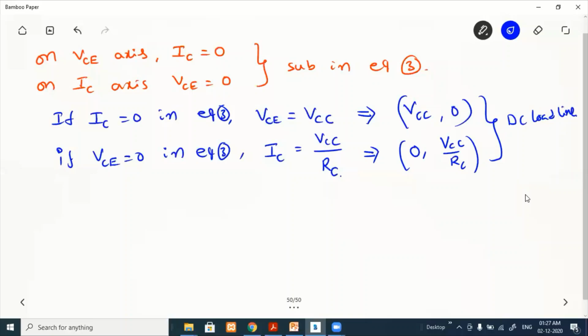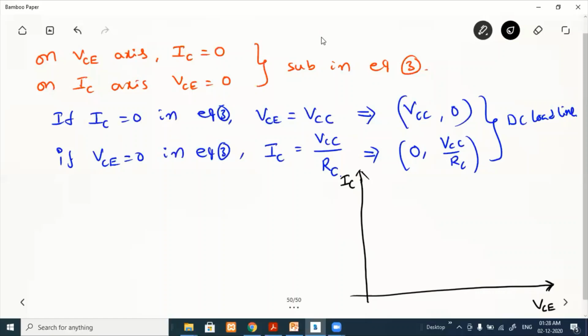DC load line. Let me sketch the characteristics. The output characteristics of a transistor are like this. This is the x-axis, the VCE axis, and this is the y-axis, the IC axis. VCE versus IC represents the output characteristics. We can draw the output characteristics by fixing the input current IB.